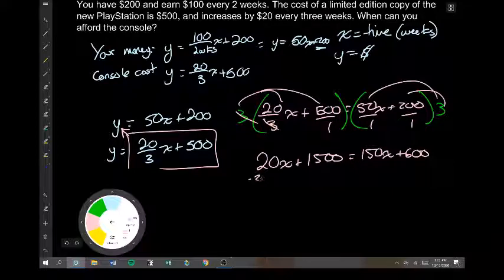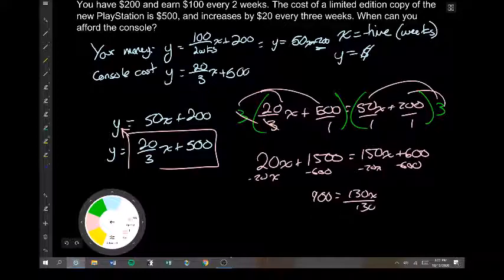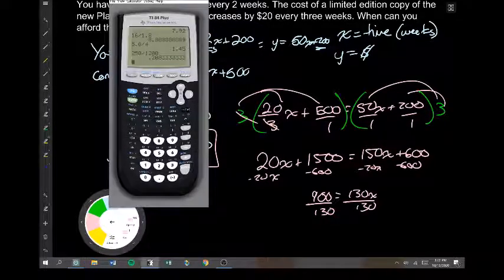Do some solving, subtract 20x from both sides. Subtract 600 from both sides. And we get 900 equals 130x. Divide both sides by 130. And whatever 900 divided by 130 is, I'm just going to say it's like 6-ish something. Let me pull up my calculator. 900 divided by 130 is 6.9.